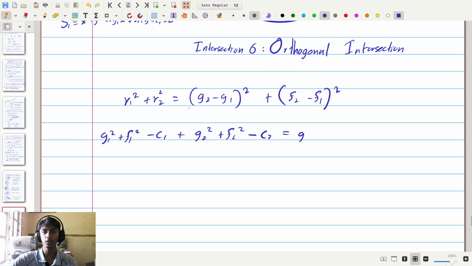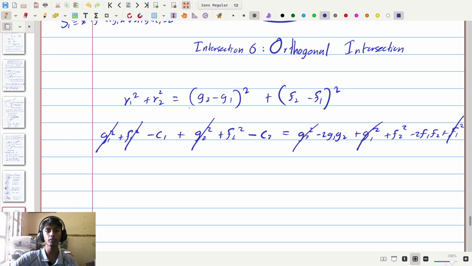On the right we have g2 squared minus 2 g1 g2, and then negative g1 whole thing squared is going to give us positive g1 squared. Expanding this thing we get plus f2 squared minus 2 f1 f2, and then minus f1 squared, which is going to give us plus f1 squared. Now then, cancelling out like terms. On the left we have g1 squared, on the right we have g1 squared. On the left we have f1 squared, on the right we have f1 squared. On the left we have g2 squared, on the right we have g2 squared. And on the left we have f2 squared, on the right we also have f2 squared.